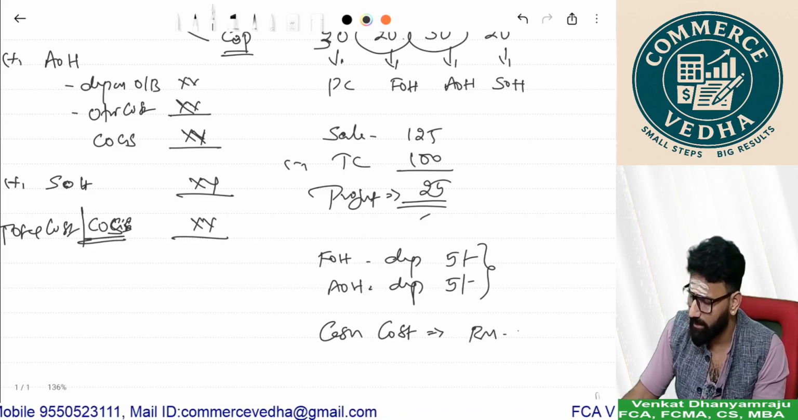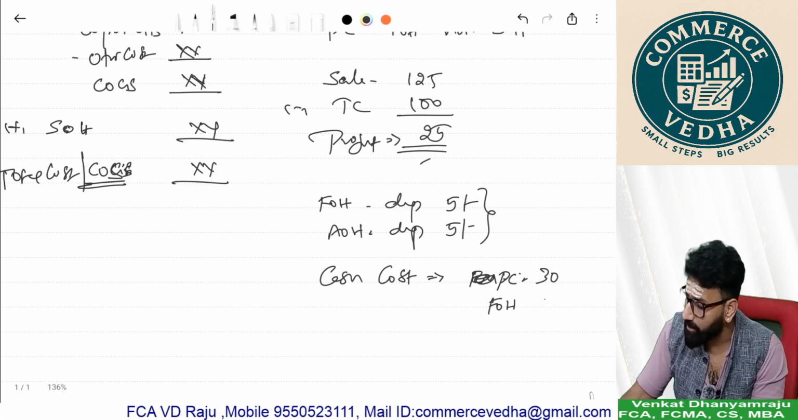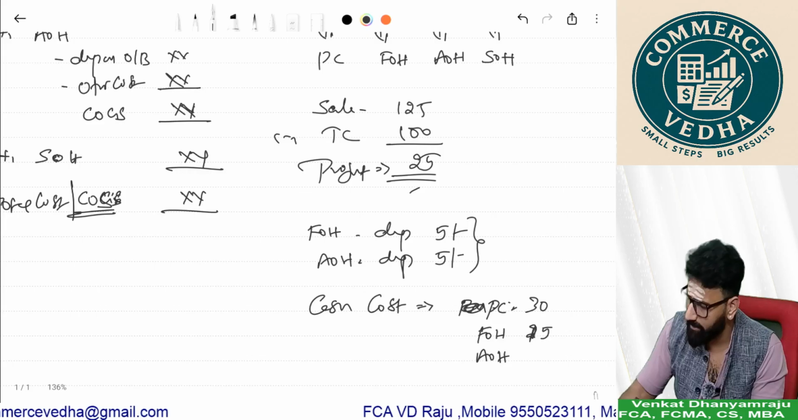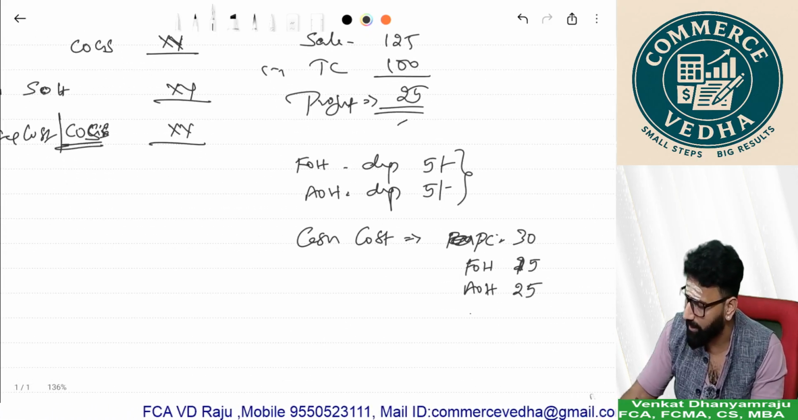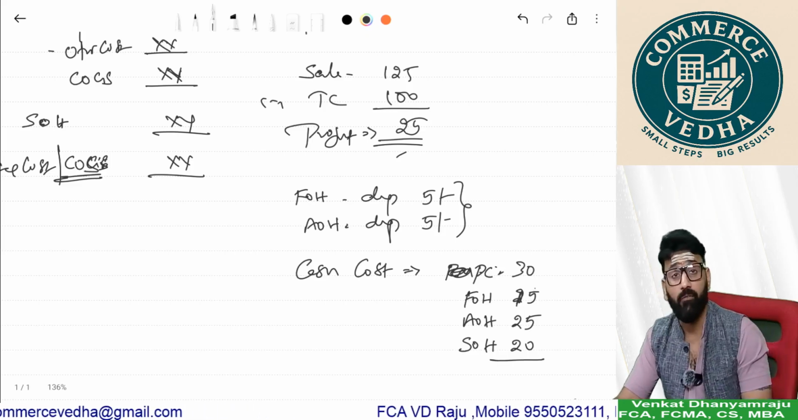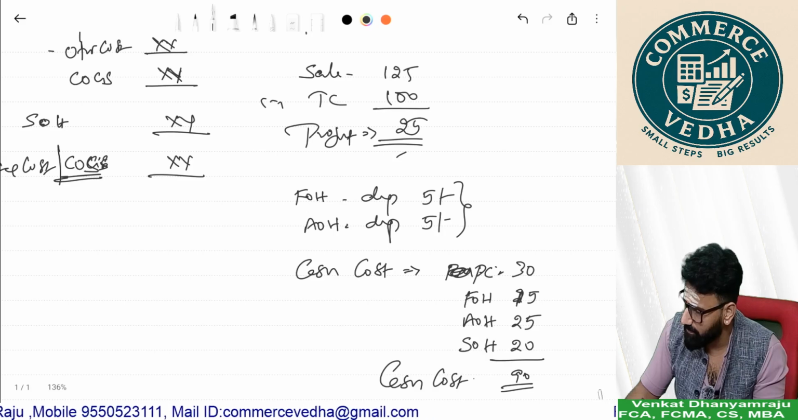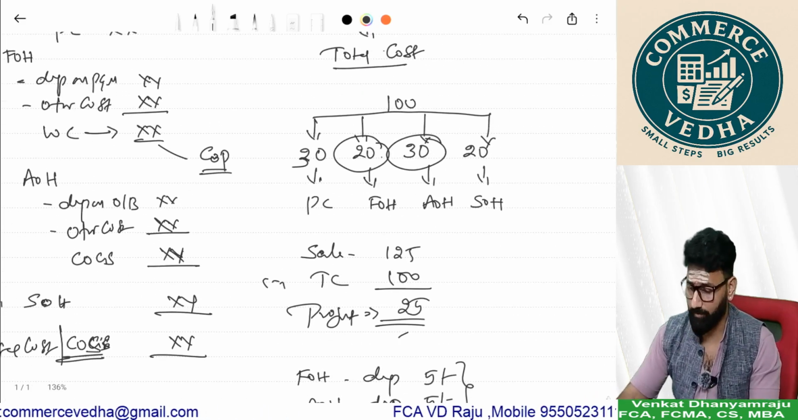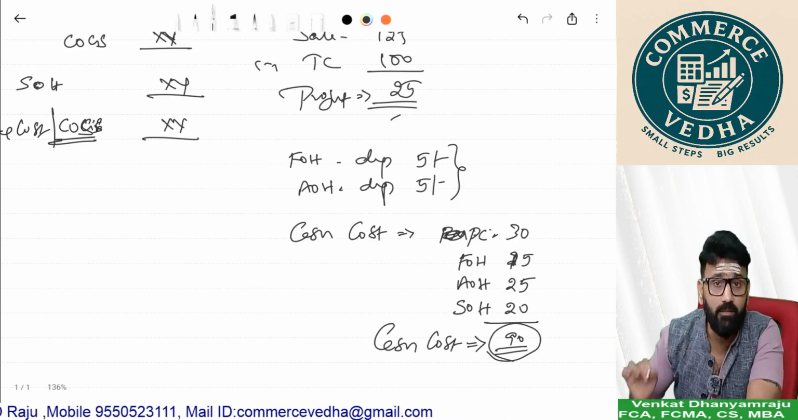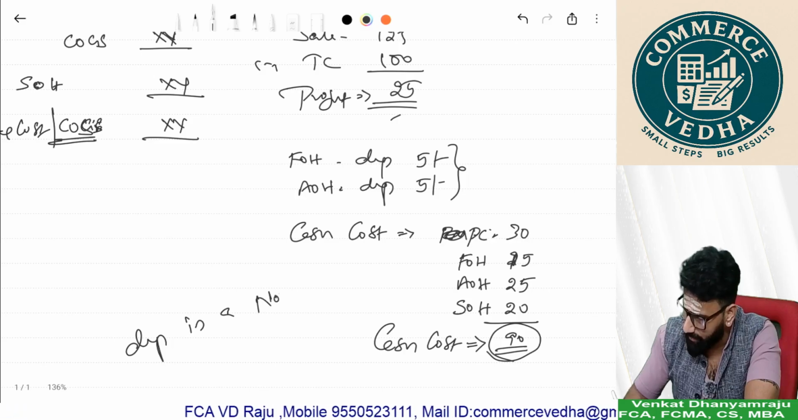prime cost 30, factory overheads excluding depreciation, which is 20 minus 5, 15, admin overheads excluding depreciation 30 minus 5, 25, and selling overheads 20. So my total 30 plus 15 plus 25, 70 plus 20, 90. This is my cash cost. Here my total cost is 100, but my cash cost is 90. Why? Because there is an element of depreciation, which is a non-cash cost.